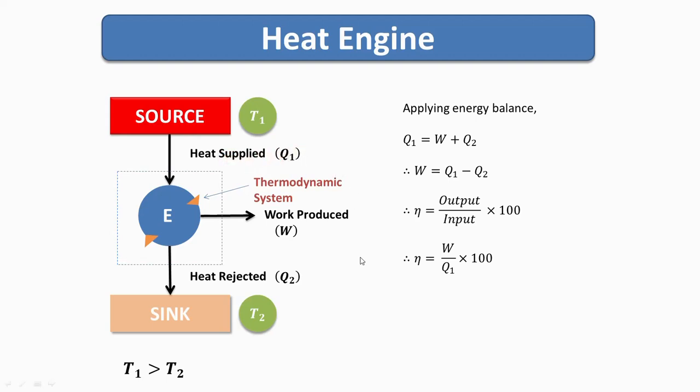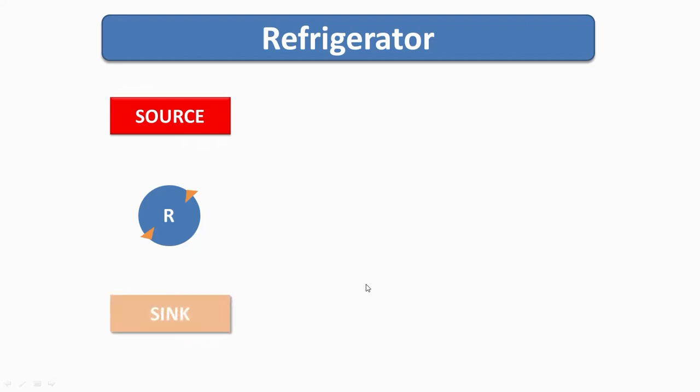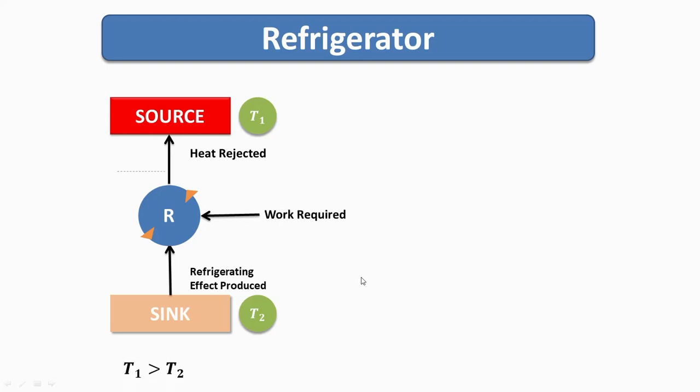Similar to that, we have another application known as the refrigerator. But here we are supplying work to the thermodynamic system, and as the work is supplied to the system, we can say that it is negative work. In the previous case, the rotation was clockwise. Now it is anti-clockwise rotation.